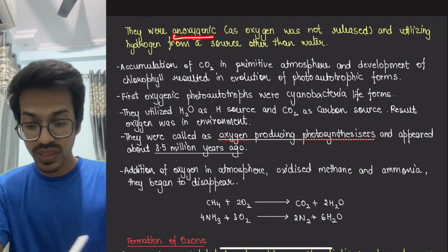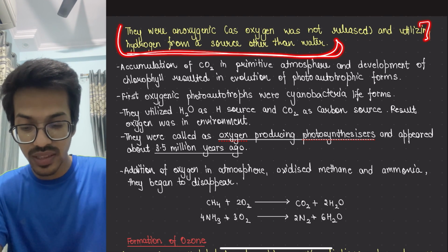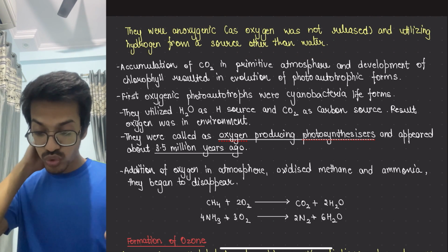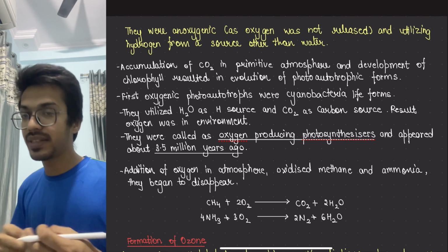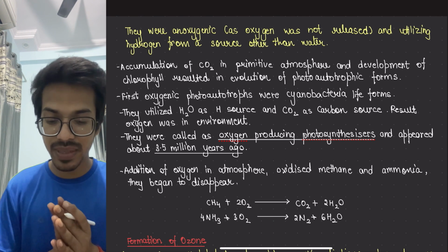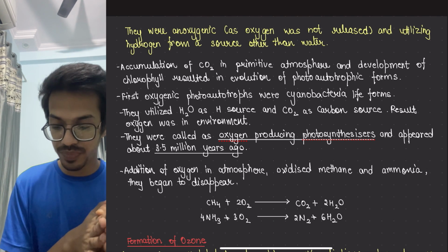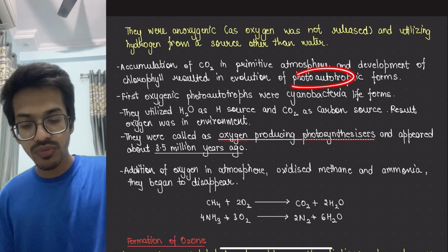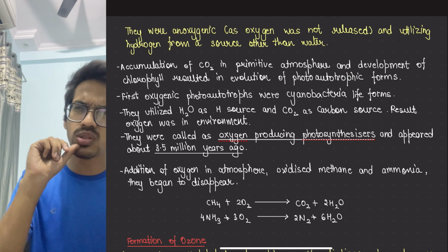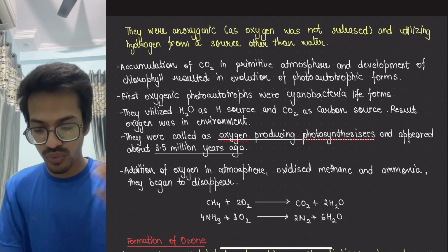And since it was anoxygenic, oxygen was not released, utilizing hydrogen from a source other than water, they were using it up at that point of time. But soon what happened? The environment formed an accumulation of more carbon dioxide in the primitive atmosphere, and the development of chlorophyll resulted in the evolution of photoautotrophic forms, because they saw that there is carbon dioxide, there is water, why not use these things to form food.